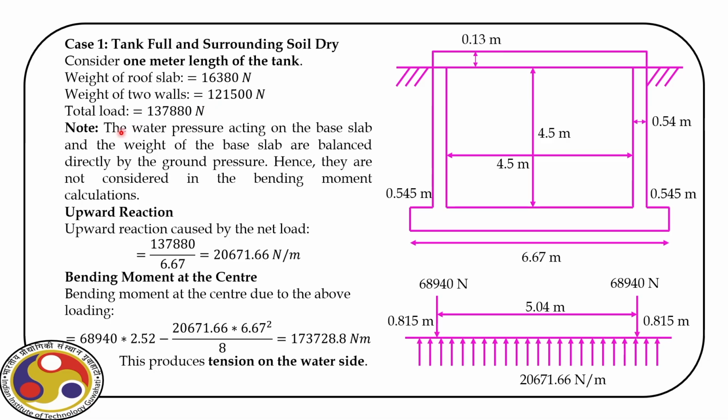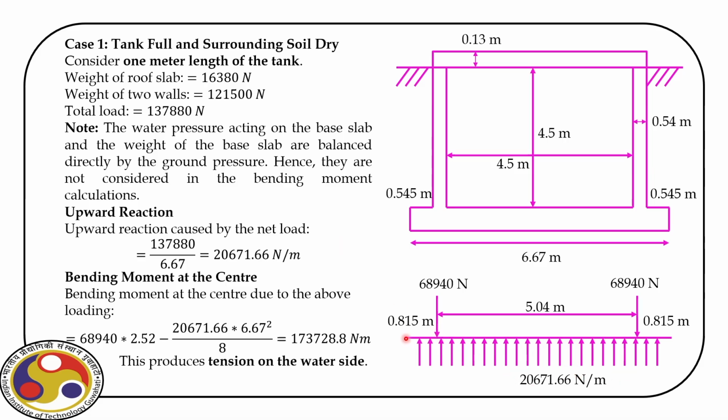Now one point to be noted is that the water pressure acting on the base slab and the weight of the base slab are balanced directly by the ground pressure. Hence, they are not considered in the bending moment calculations. So the upward reaction is, as you can see, 20,671.66 Newton per meter. So that is marked here in the schematic diagram.